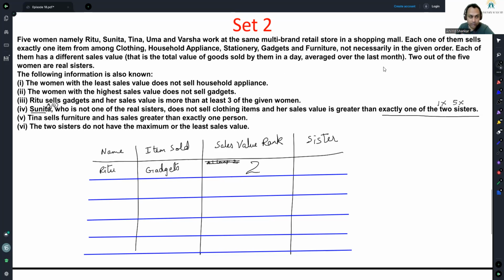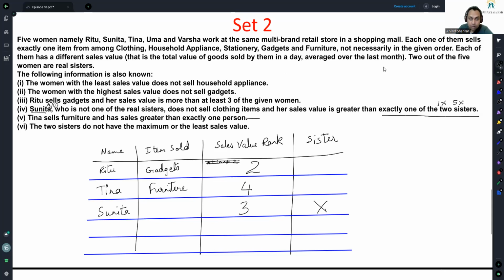Okay. Tina sells furniture and has sales greater than exactly one person, which means Tina has rank 4. Which also now means, according to statement 4, Sunita, who is not one of the real sisters, has rank 3. She cannot be rank 1. She cannot be rank 5. So her rank has to be 3. Okay.